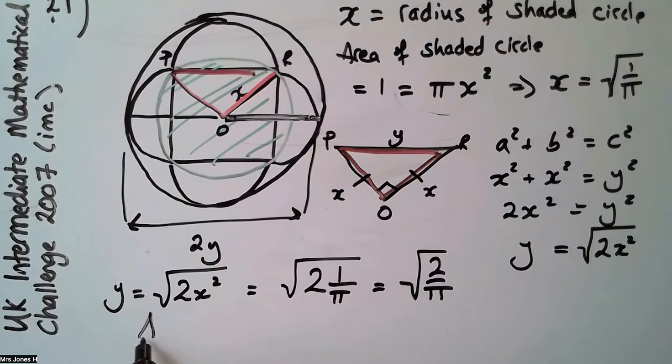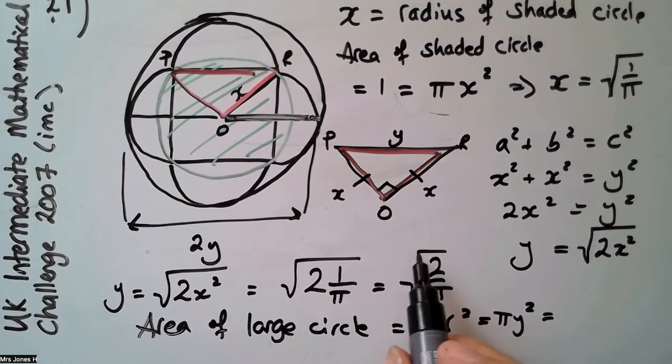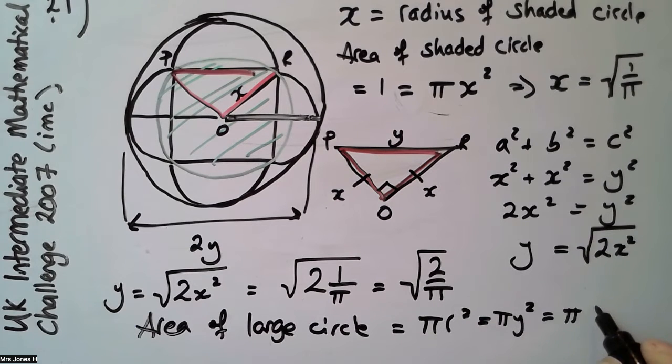So the area of the large circle will be pi r squared. Our r is the y. This squared will just be 2 over root pi. So it's pi multiplied by 2 over pi. Therefore, the area is 2.